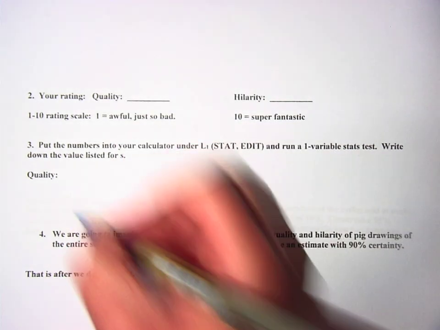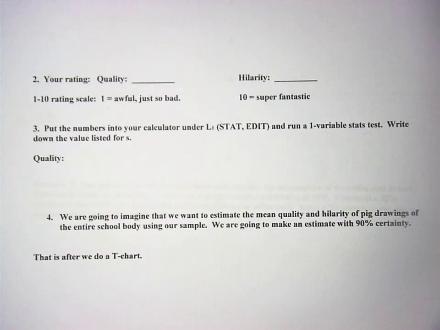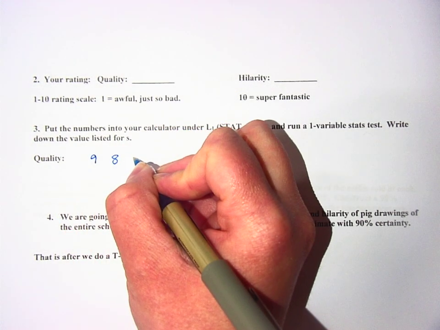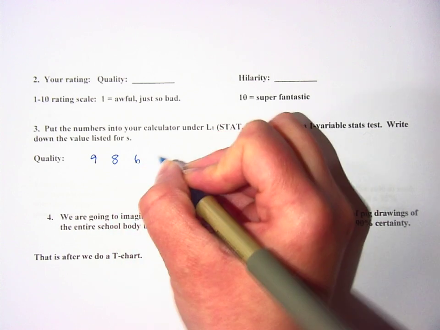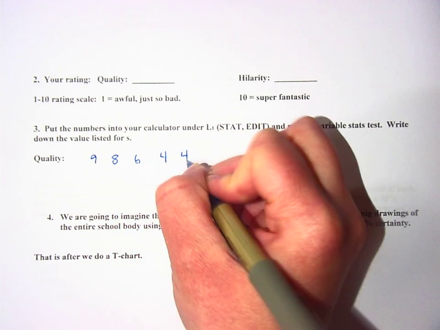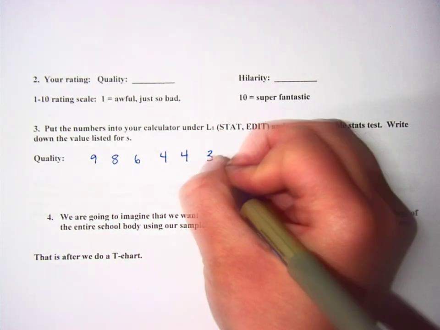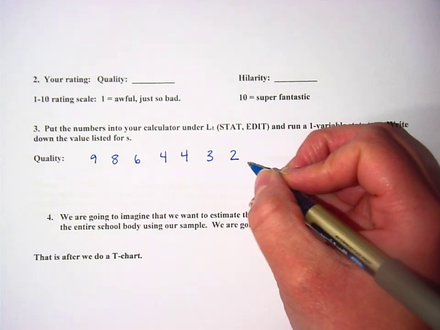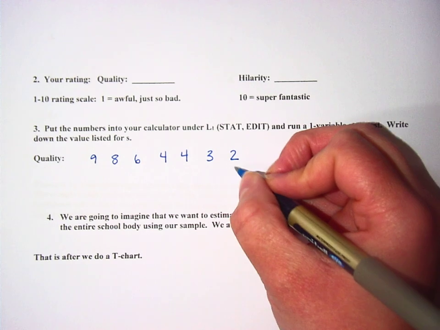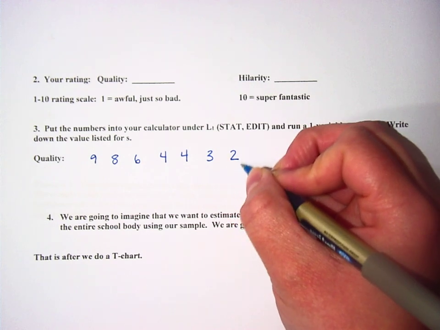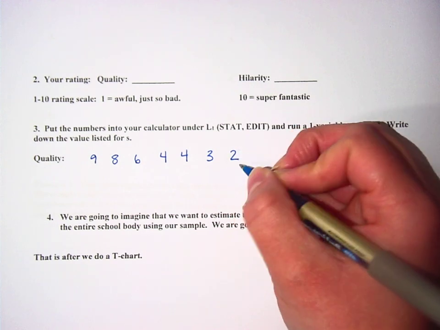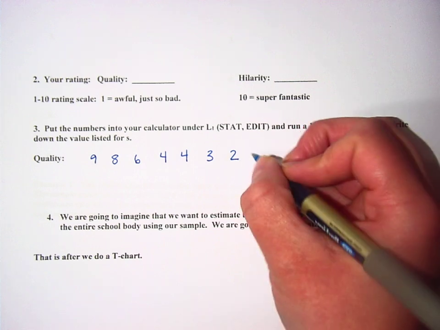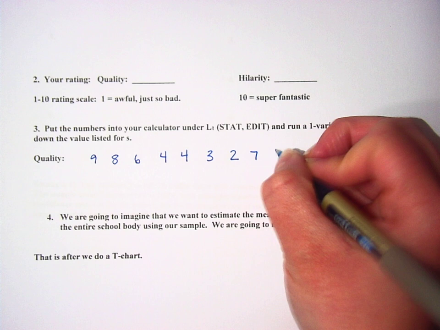Okay, so I'm just going to make up some data for you guys. I'm going to say that your quality drawings, let's see, I'm going to give you a 9, an 8, a 6, probably a couple 4s in there. I bet somebody's really bad at drawing a pig. I'm gonna guess this is Maya, because I'm guessing that she chose to not do it and maybe just has like a snout or something like that. Okay, and then 7. Let's put a 10 in there.